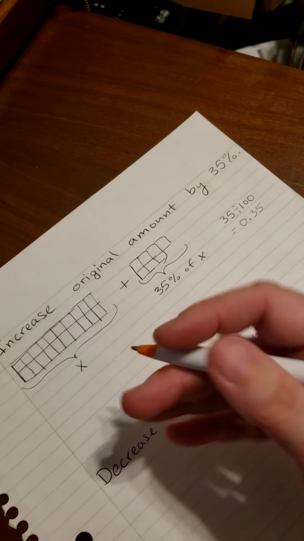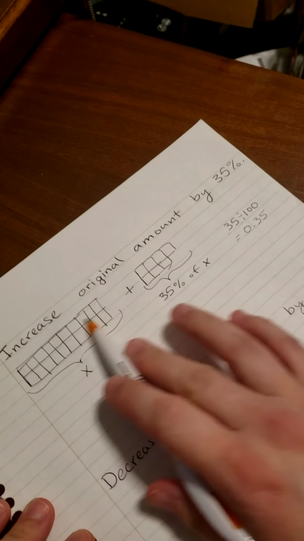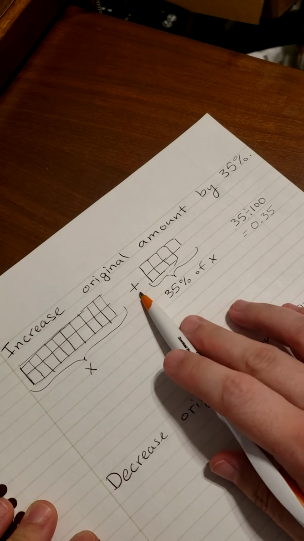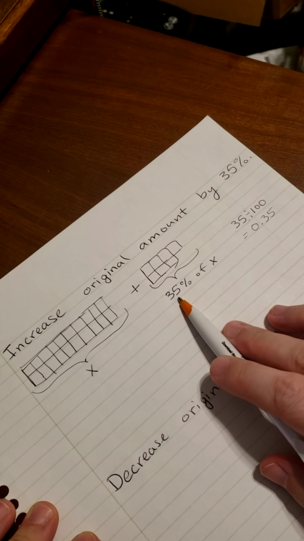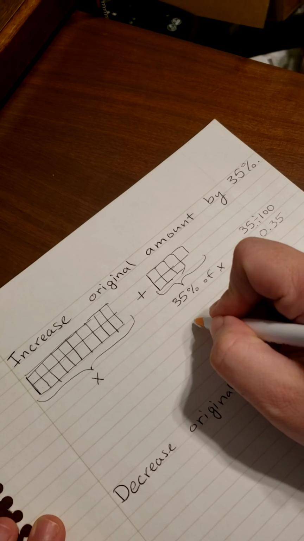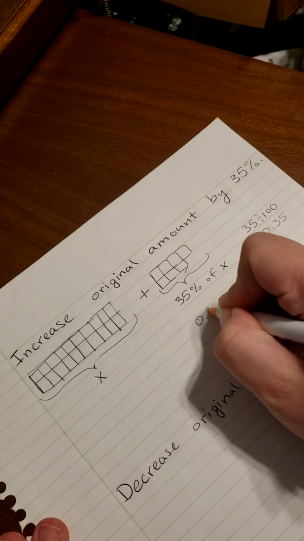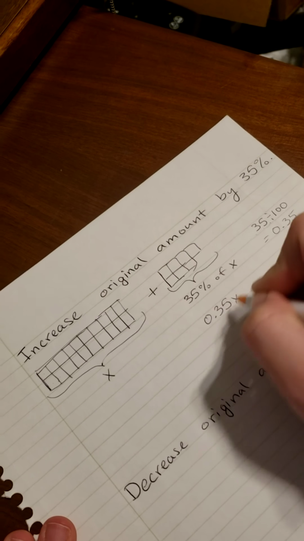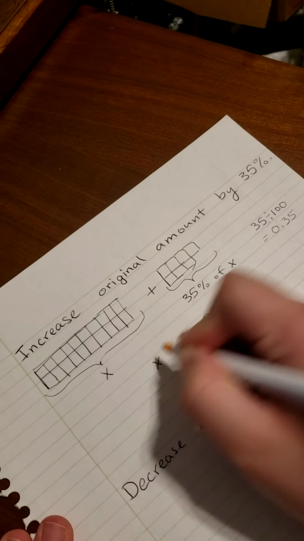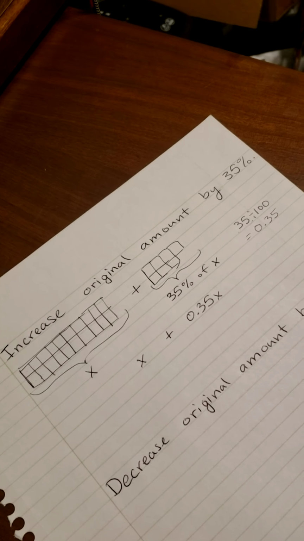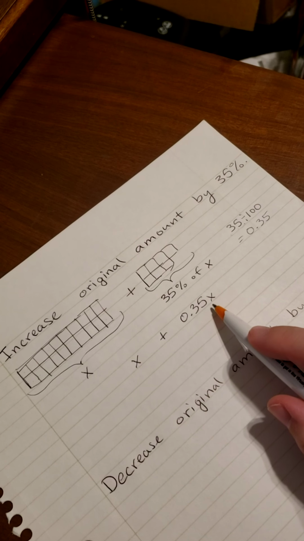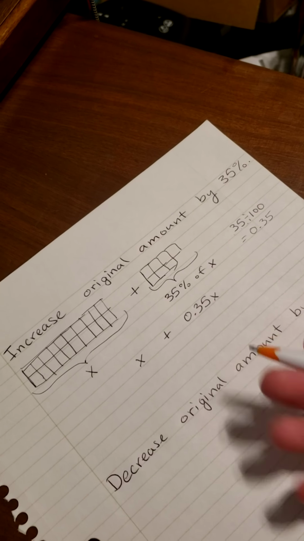So thinking about it like an expression where I have 100% of something, I'm going to increase, that means I'm going to add to it 35% of it. 35% of it is represented by 0.35x. So I have my full x plus 0.35x. That's one way to write it. That's one expression.